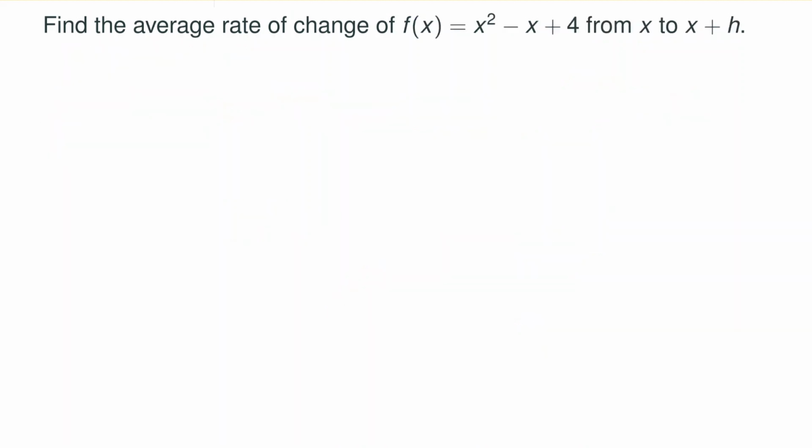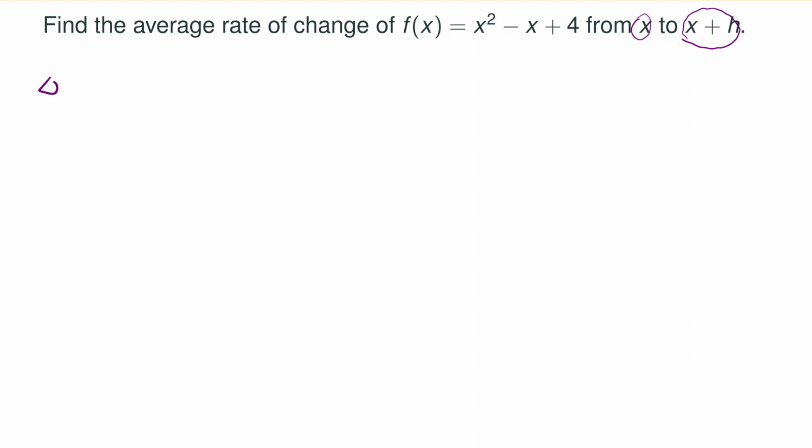Find the average rate of change of the function x squared minus x plus 4 from x to x plus h. Here they're not giving a specific interval. They just want us to find the average rate of change in general from a point to another point, x and x plus h. This is also known as the difference quotient.